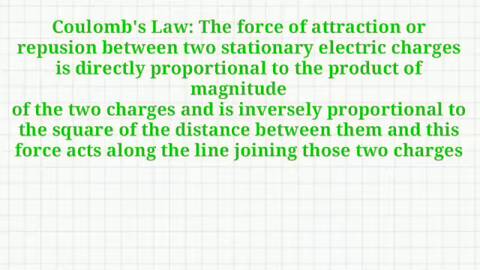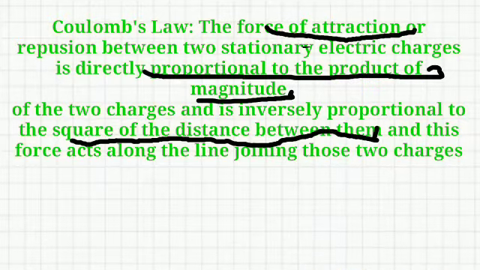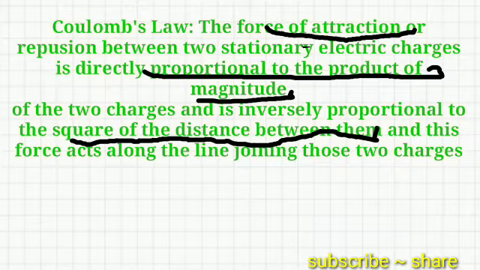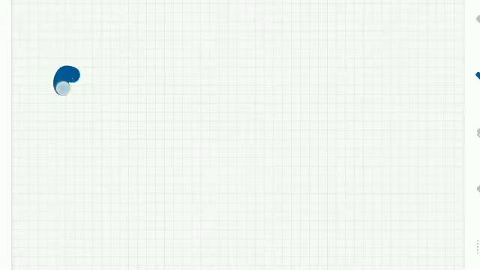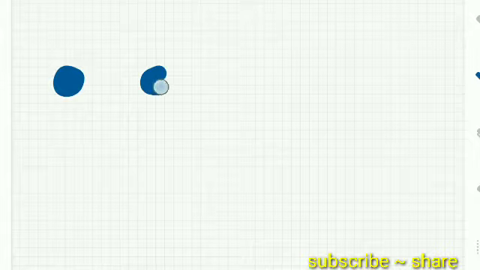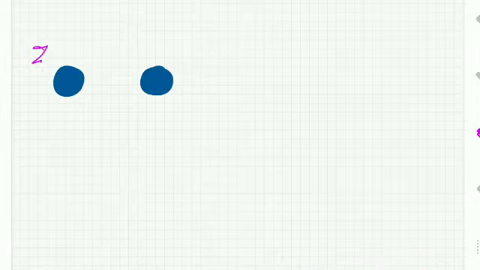Coulomb's law: the force of attraction or repulsion between two stationary electric charges is directly proportional to the product of the magnitudes of the two charges, and inversely proportional to the square of the distance between them, and this force acts along the line joining those two charges. Here this is one charge, q1, and this is another charge, q2.